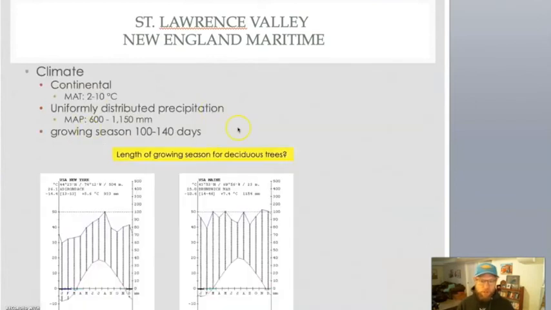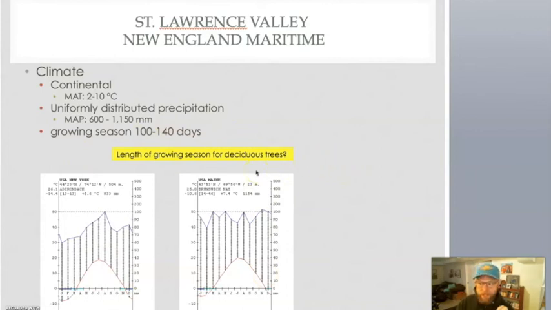So just thinking about the climate, here's a couple climate diagrams. Notice that precip is uniformly distributed throughout the year, so we don't have prolonged or distinct dry seasons. But of course, we have really cold temperatures because we're that far north, and so the forest cover types are limited by the growing season length.